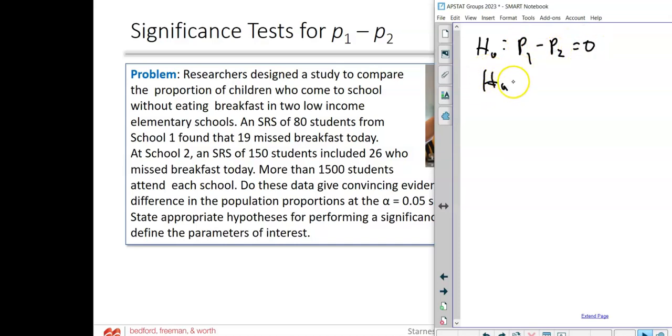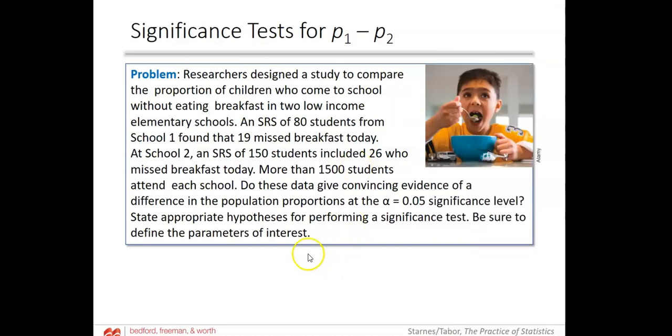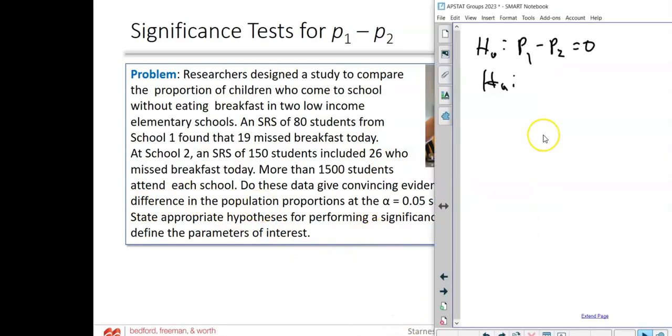The alternate, the Ha, because of the way they phrased it, they said a difference in the population. They didn't say one is bigger than another, so really we just want them to not be equal. You could either say P1 not equal to P2, or P1 minus P2 is not equal to 0. Either way, you're using the not equal symbol there. You also want to state the alpha level, so alpha equals 0.05.